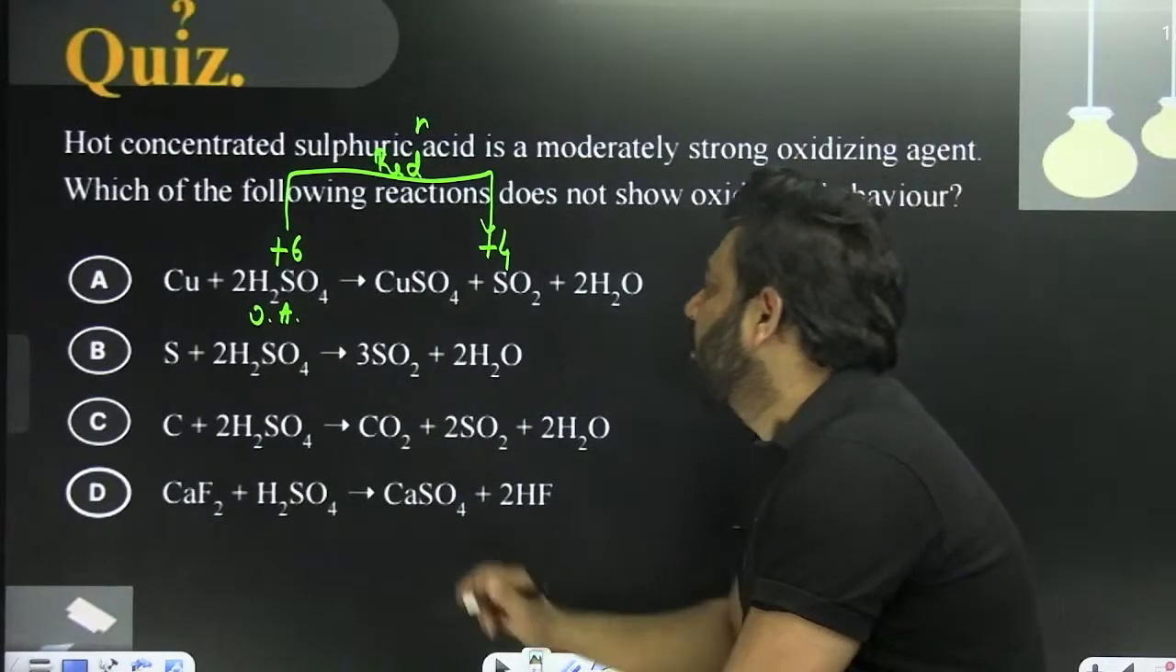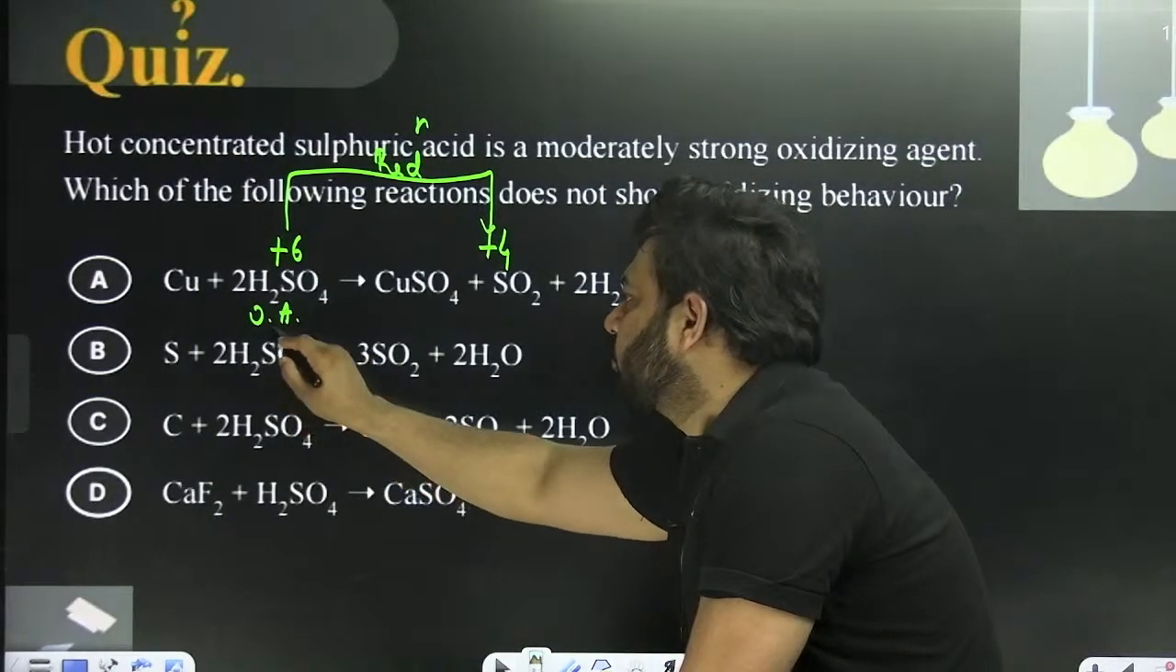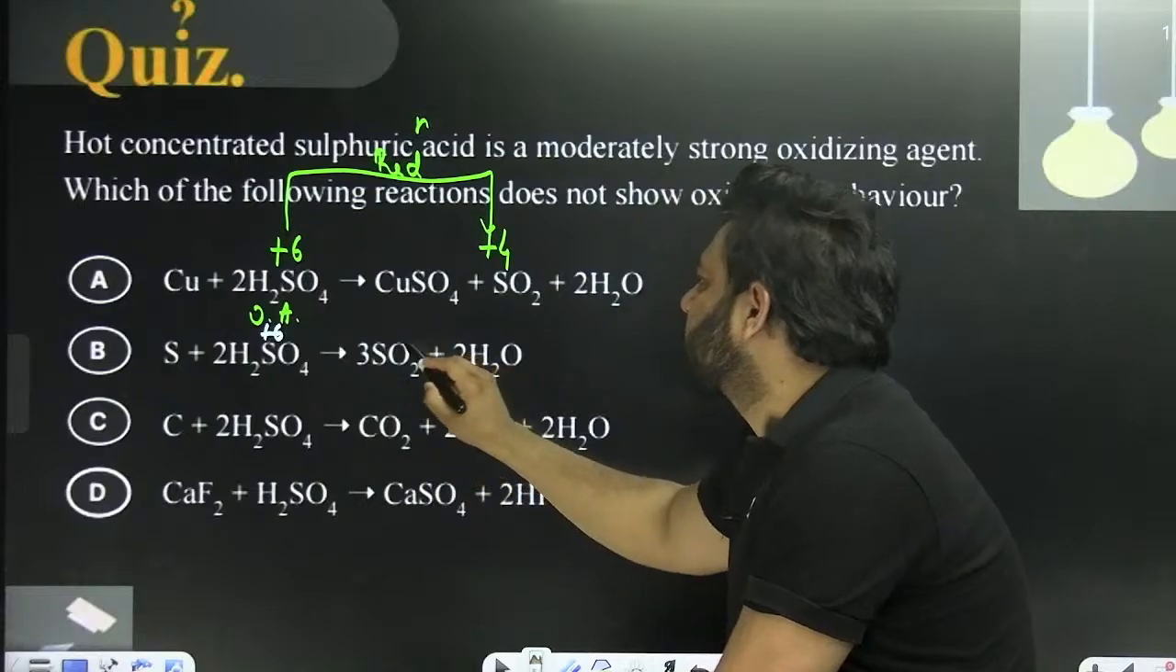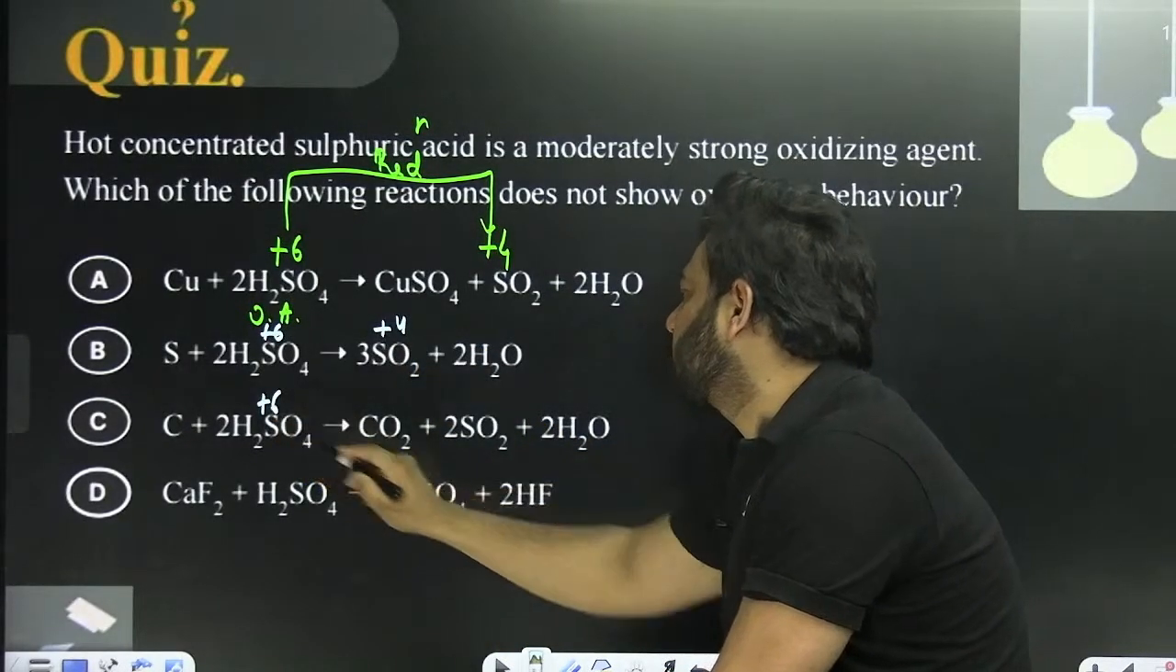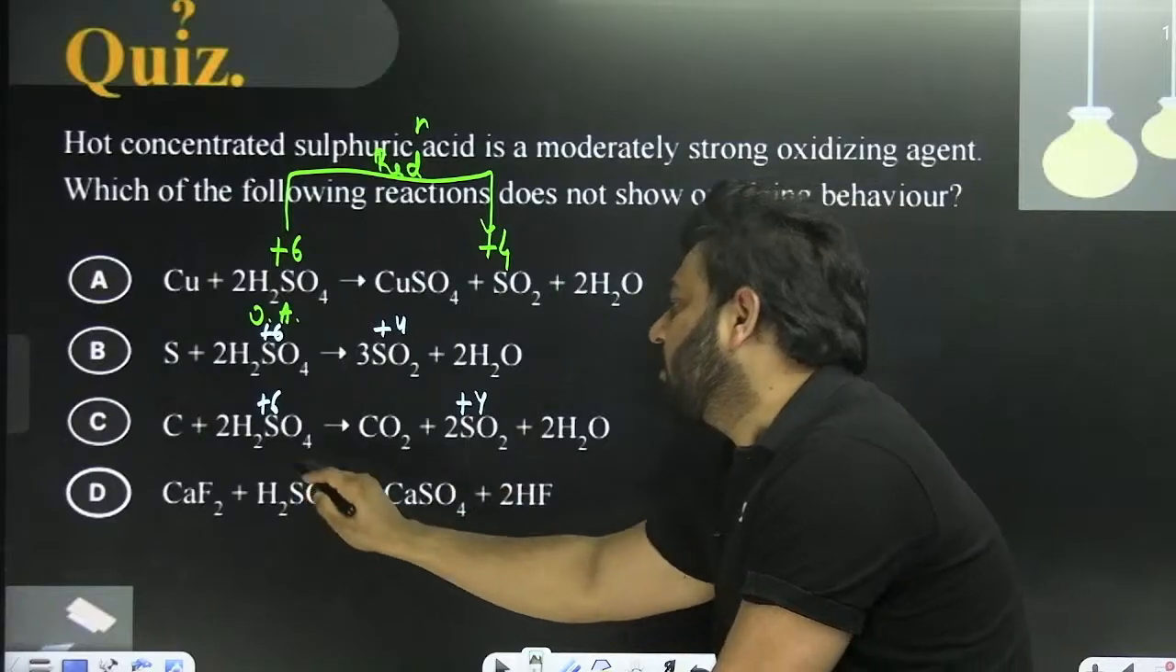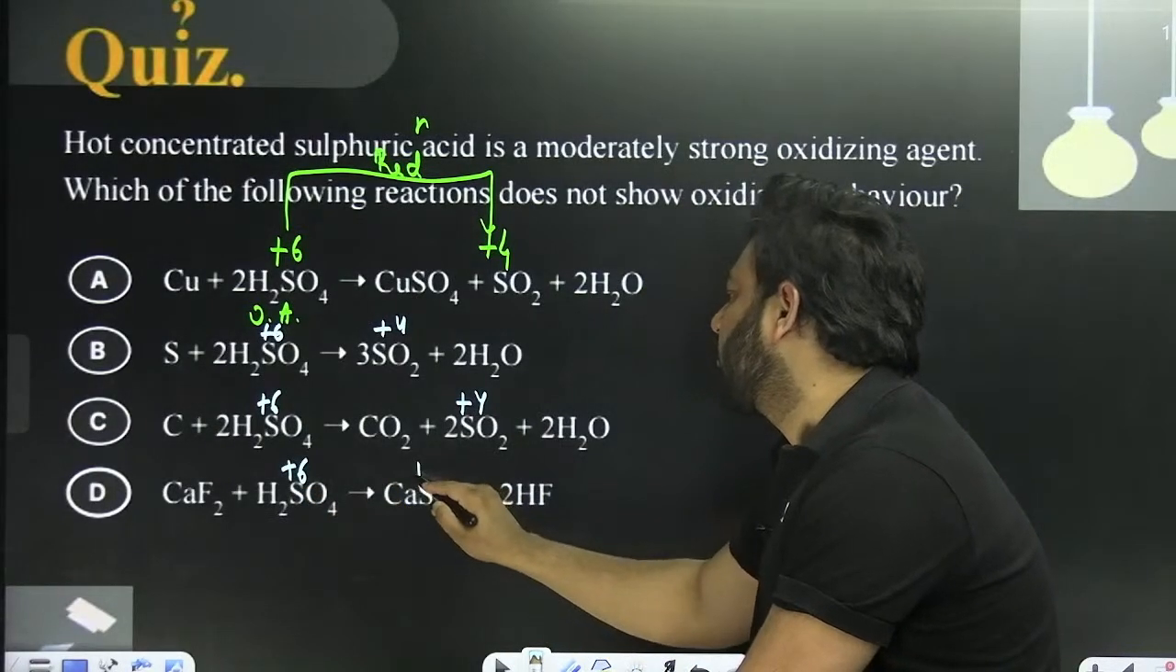Same here. Sulfur over here is +6, and it is going to +4. Another similar example: similarly, +6, we have +4. But here, +6 is here, and also over here, +6.